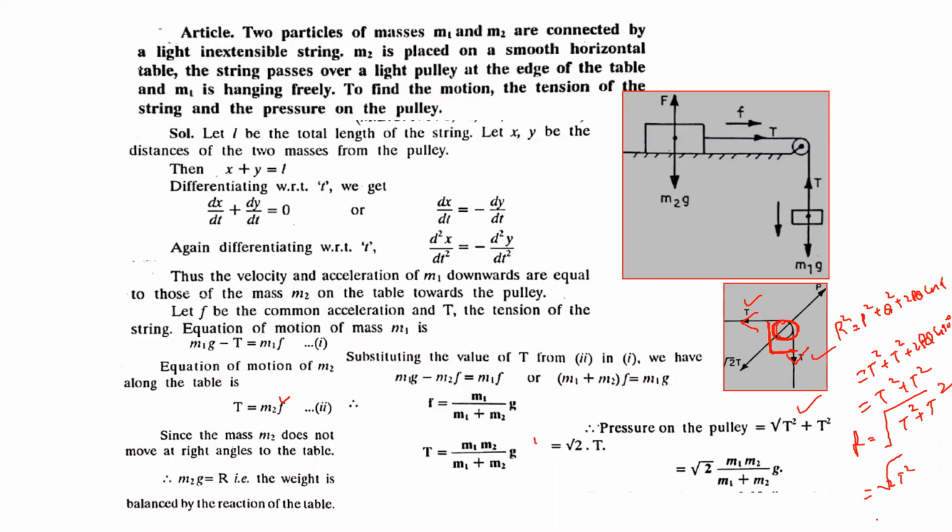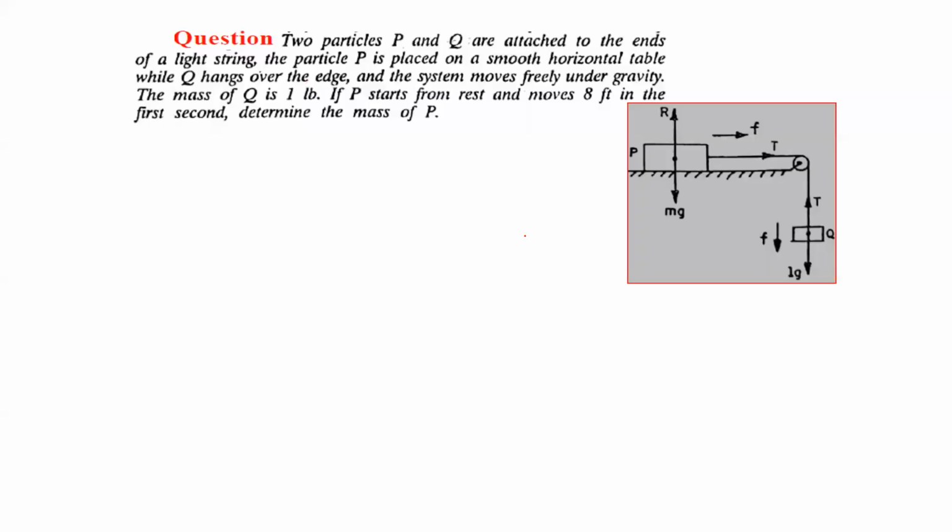2 times t square, that means under root 2t, and the value of t is this, so this is the pressure on the pulley, this one, ठीक है। So सारियां चीज़ां, find the motion means acceleration find करना सी, वो भी find कर दिता, tension of the string भी find कर दी, और pressure on the pulley है जेड़ा वो भी असी find कर लिया.